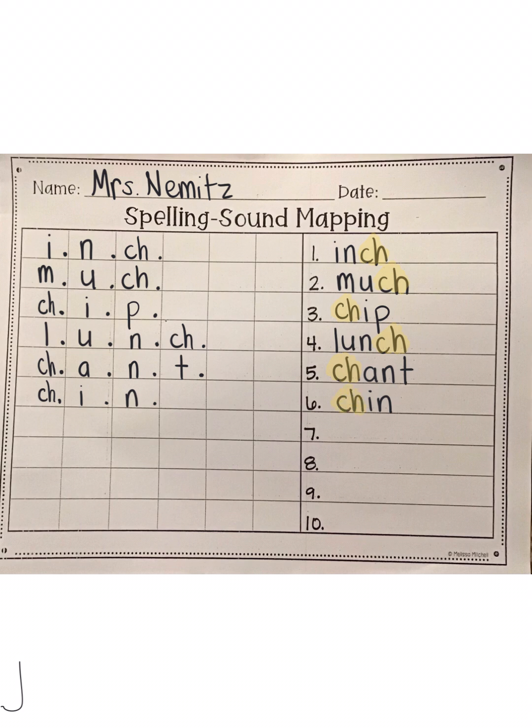Our next word is champ. Ch-a-m-p. Champ. 4 sounds. On number 7, please write champ. Ch, a, m, p, champ. With your highlighter, please highlight the CH digraph.